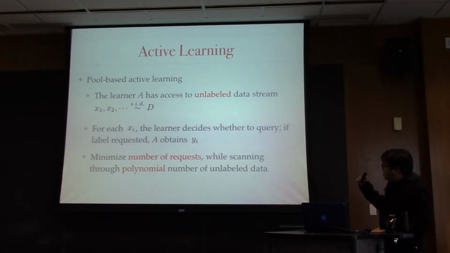And the goal of the algorithm is still to learn a classifier f-hat, but this time the algorithm only wants to minimize the number of label requests, while at the same time, the algorithm can scan through a much larger but polynomial number of unlabeled data. And the sample complexity of the learning algorithm in this setting is defined in terms of the number of requests the algorithm made.